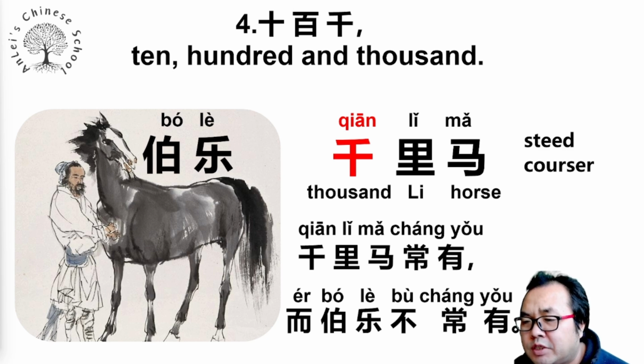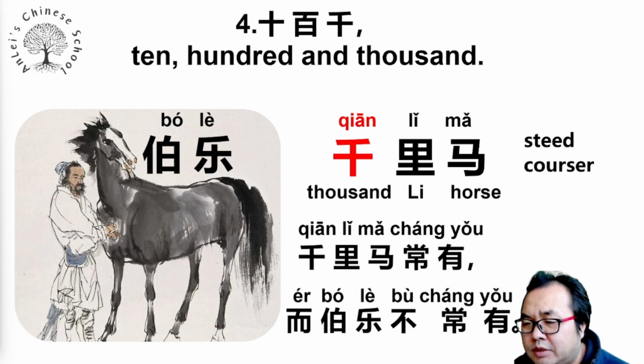Bo Le happened to see it by chance and immediately recognized its extraordinariness. He bought it at a high price. After Bo Le took good care of it, the 1,000 li horse regained its luster. When Bo Le rode it, it ran as fast as the wind and fully demonstrated its ability to travel 1,000 li a day.